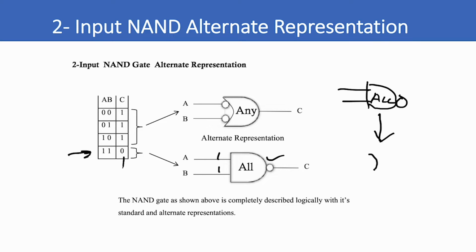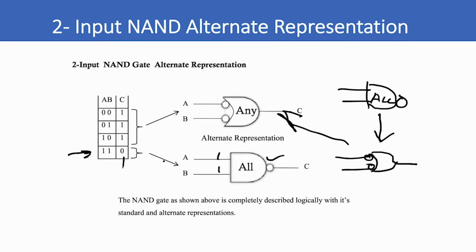It's going to go to the any symbol, and we invert the inputs. Okay, we invert the two inputs, and we invert the output. Well, it's already got a bubble on it, so we add another bubble, which just makes it not inverted. So that's this alternate representation.